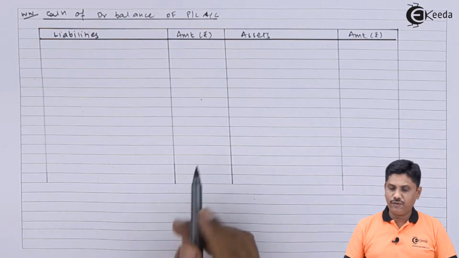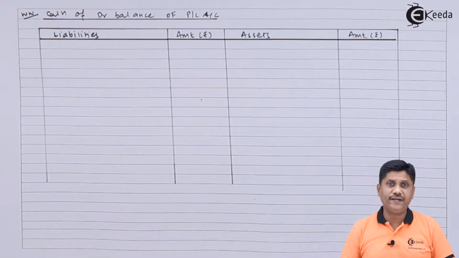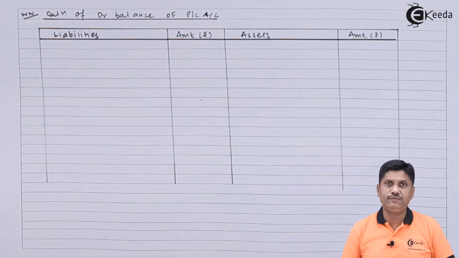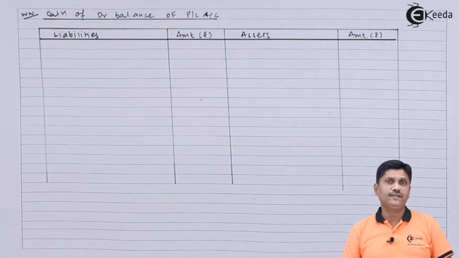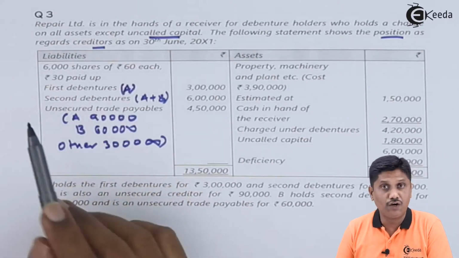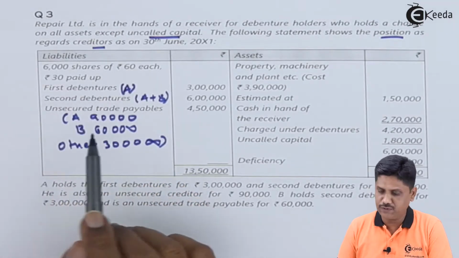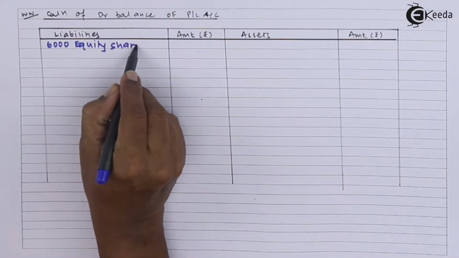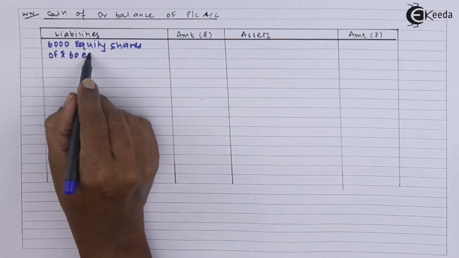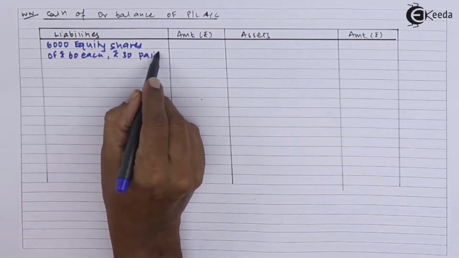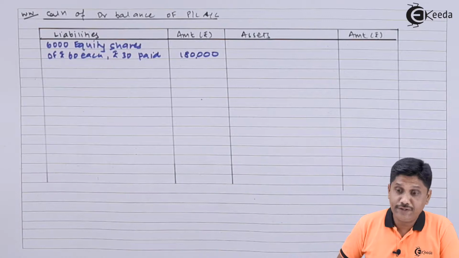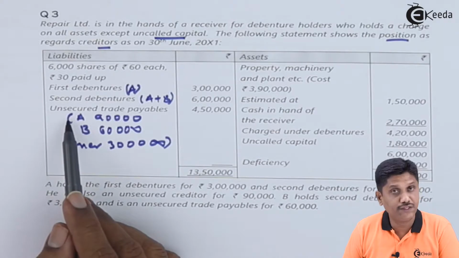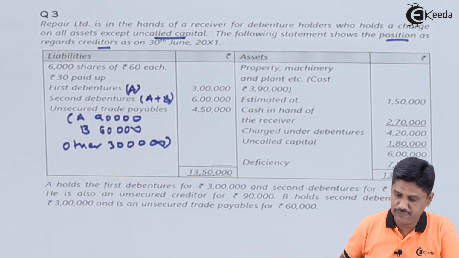Friends, I am ready with this format of balance sheet. Here I am trying to find out what is the debit balance of P&L account. We will find a difference on the asset side which will be the debit balance of P&L account. Let us write the details. They are saying 6,000 equity shares of 60 rupees, 30 paid up. So can I say 1,80,000? Thereafter, now I need to write other liabilities. Friends, you can notice first debenture, second debenture, unsecured trade payable. I will note down all these three.